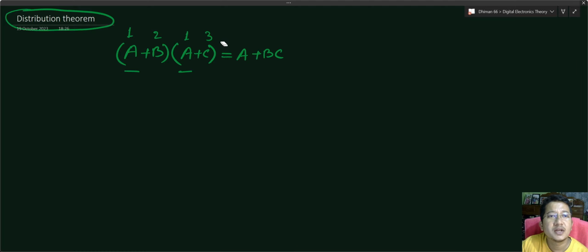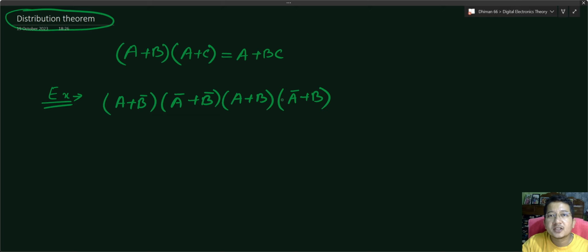So let us take one example so that we can understand it easily. The motive of this example is to understand how we can use the distribution theorem to solve a given Boolean expression, or minimize the Boolean expression. I hope you are familiar with the sum of product and product of sum expression.